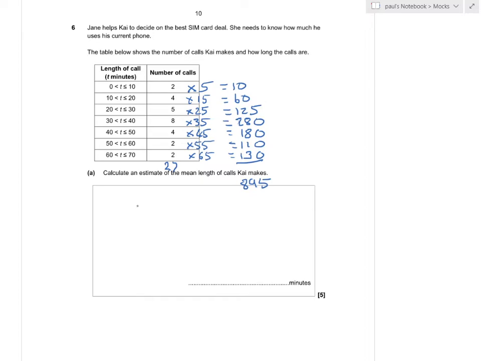Now, an estimate of the mean is going to be 895 divided by 27. So let's see what that comes out as. 33.148, there's a bit of recurring going on there. So I'll just go 33 to the nearest minute.